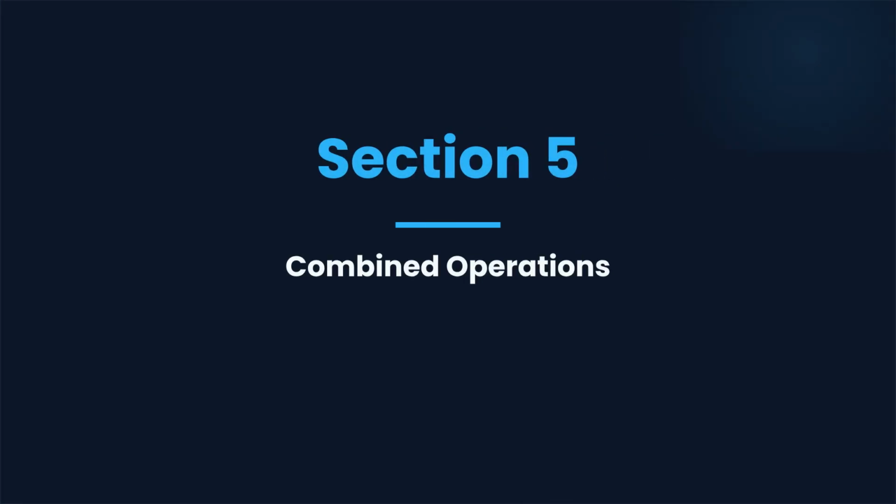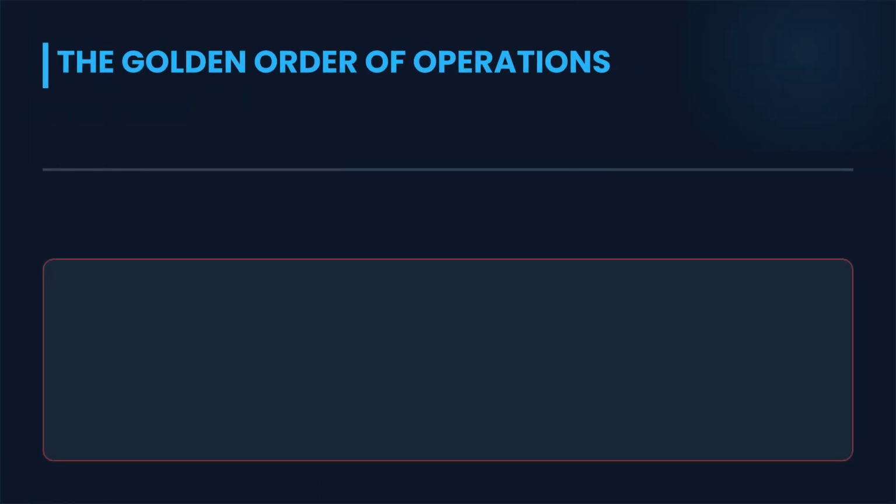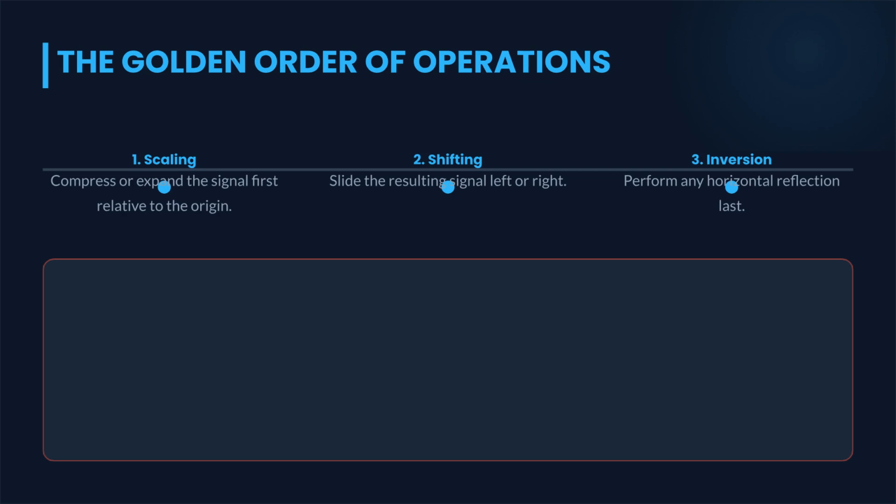We now move to Section 5, Combined Operations. When applying multiple transformations to a single signal, the sequence of operations is vital to achieving the correct result. Order matters when combining scaling, shifting, and inversion. The golden order of operations is scale, then shift, then invert. First, compress or expand the signal relative to the origin. Next, slide the resulting signal left or right. Finally, perform any horizontal reflection last. Changing this order results in an incorrect final waveform position.